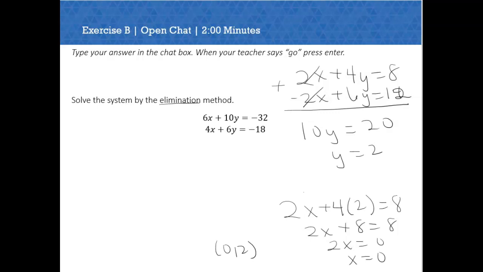So a lot of times we can just straight up add right away, and the variables eliminate each other. This one, if we added, nothing eliminates. If we subtract, nothing eliminates. So we have to do a pre-step here.